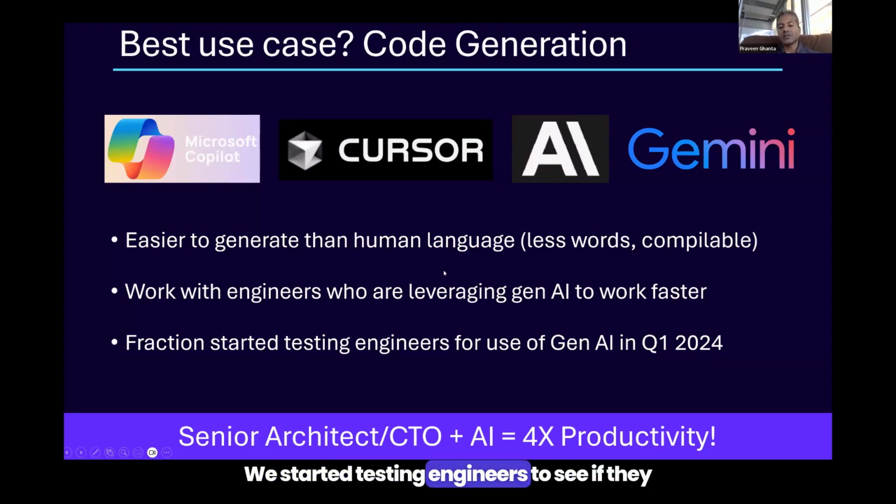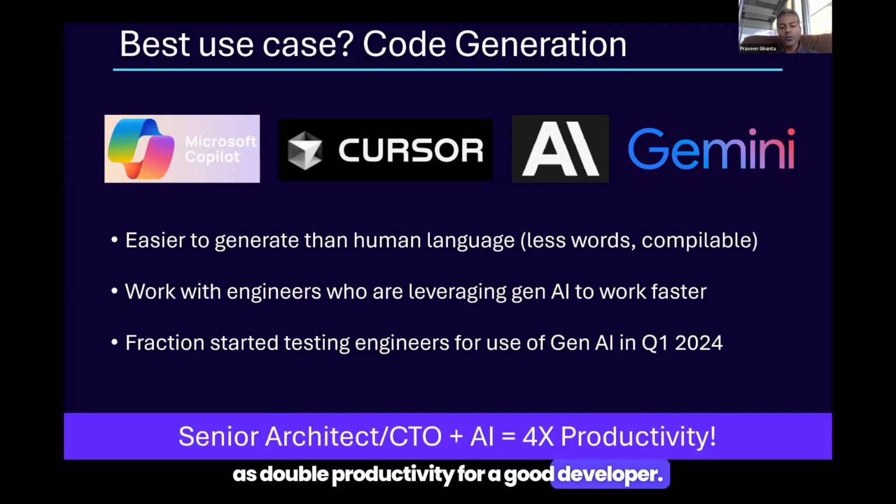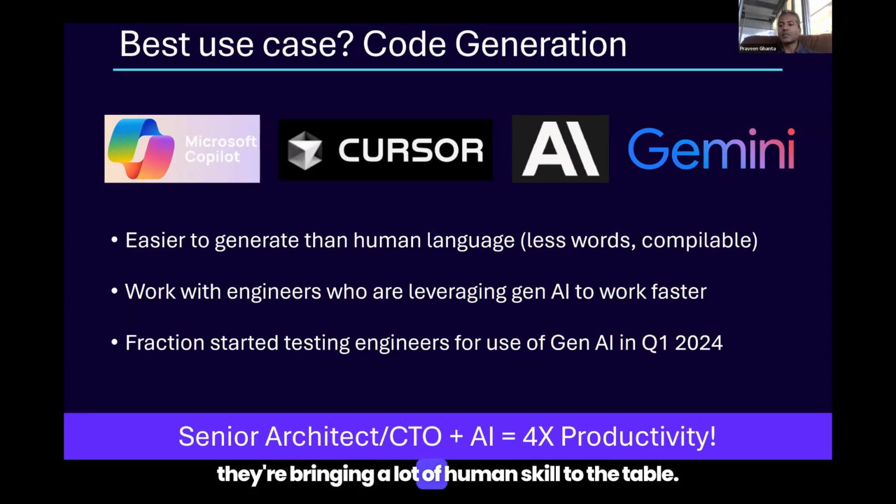We started testing engineers, starting early this year, to see if they had already picked up on some of these skills in terms of how they use Copilot and generative AI. And what we found, and we've done some measurement of productivity gains, is that the AI alone can as much as double productivity for a good developer. What we're seeing though is if you take the AI capability and knowledge of how to use it well, and you pair that with someone who's already a senior architect or CTO level or almost CTO level, well, then they're bringing a lot of human skill to the table.